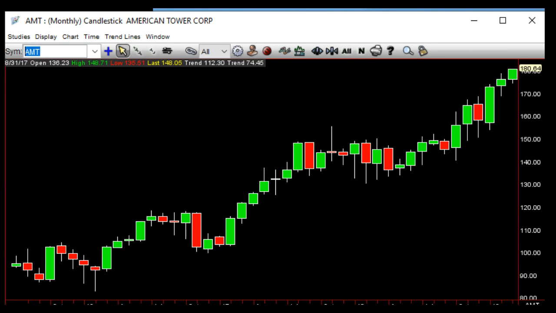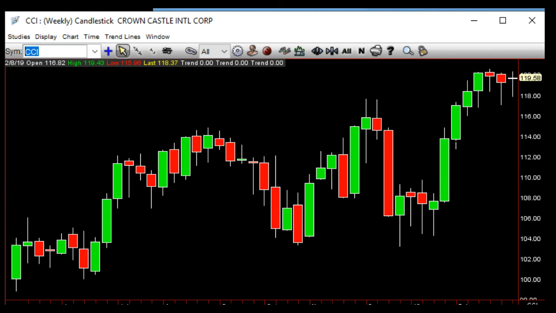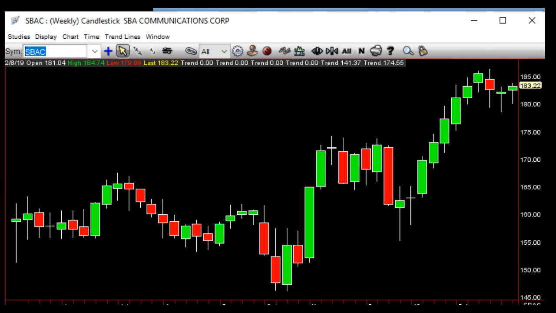American Tower takes out last month's highs, exhaustion risk, you're going into the highs. Call this little Momo hammer, going into the highs, and of course you can watch that with CCI and S back.